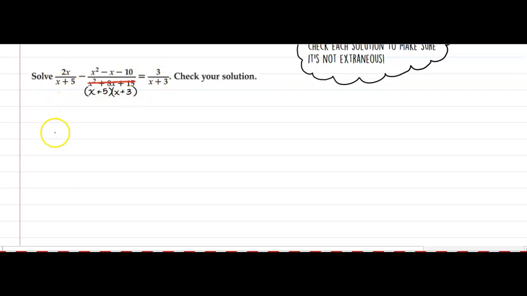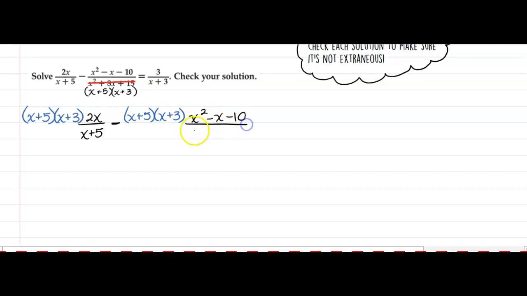All right, so we need to multiply this entire expression by this common denominator. X plus 5, x plus 3 times 2x over x plus 5 minus x plus 5 times x plus 3 times x squared minus 10 over x plus 5 times x plus 3 equals x plus 5 times x plus 3. Now this is looking pretty horrendous, but once we start to multiply and cancel things out, it will simplify rather quickly.